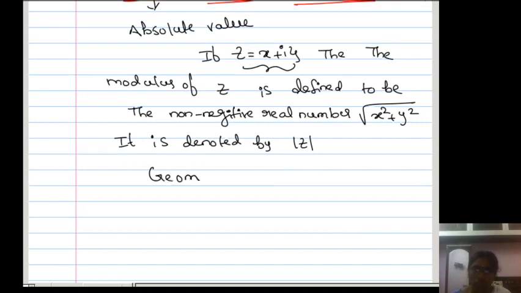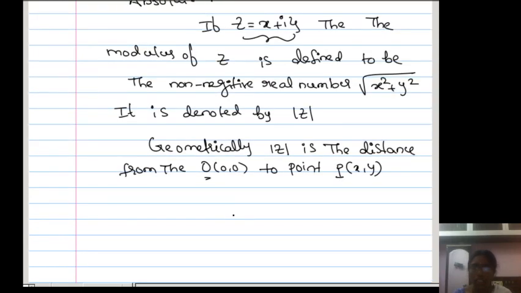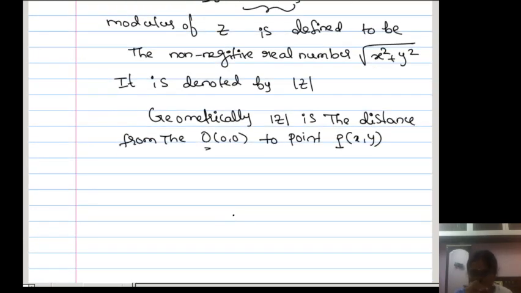Geometrically, modulus means what? The modulus of z, mod z, is the distance from the origin to the point. I denoted the origin as O, and the point P, or x comma y, anything. The point I am denoting P, the origin is O, so OP is equal to what? Mod z. Okay, geometrically I can explain.